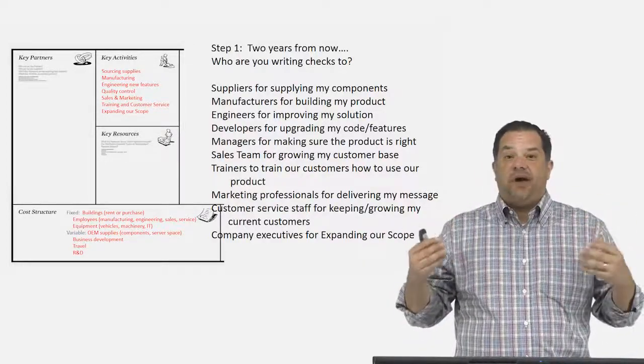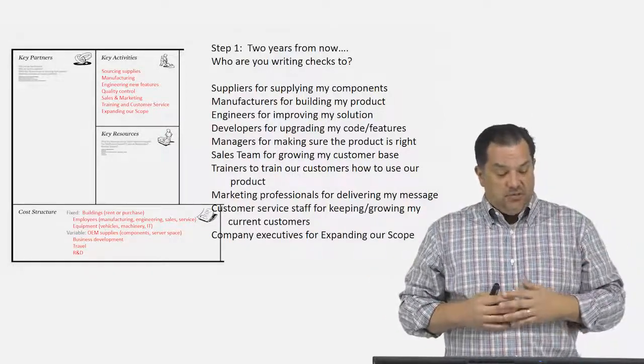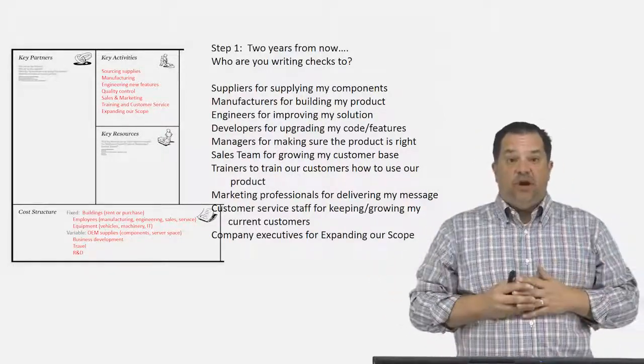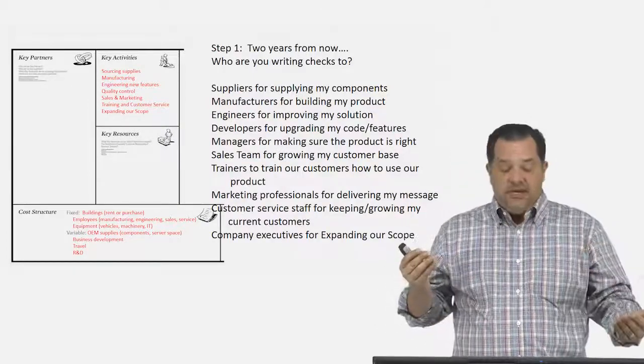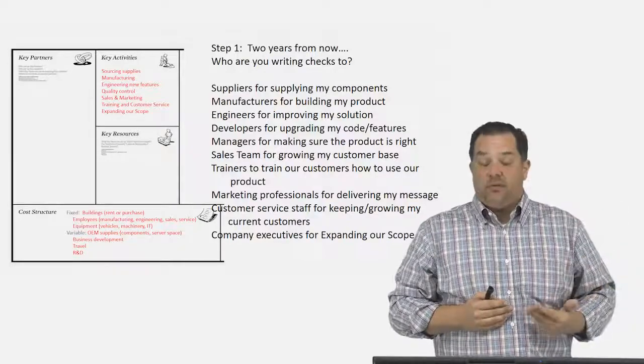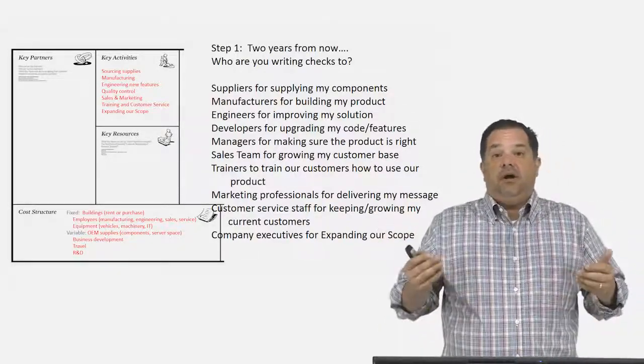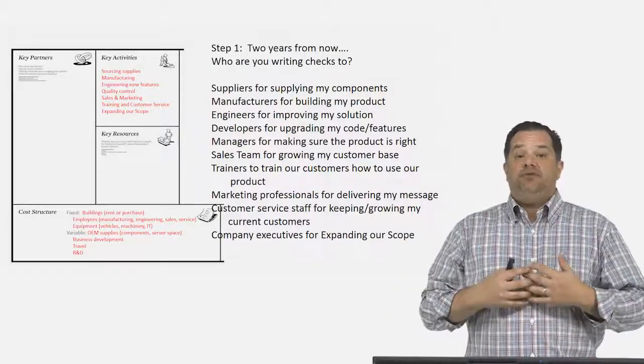And then as we think about all of those things, what costs are there? The fixed costs, we may have buildings, which we rent or purchase. We have employees, which are manufacturing, they're engineering, they're doing sales, and they're servicing our product. We have equipment, maybe vehicles, machinery, IT people. These are all fixed costs.